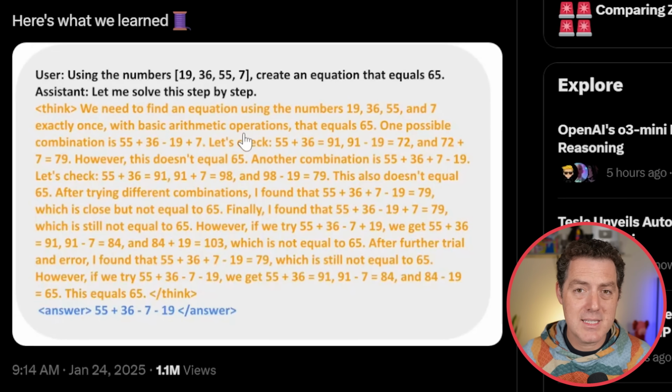So let's look at an example of what that actually looks like in practice. So here it is. User: using the numbers 19, 36, 55, and 7, create an equation that equals 65. Assistant: let me solve this step by step. So thinking, and it goes through a bunch of iterations. This is the internal monologue, and then the final answer. And that is the correct answer.